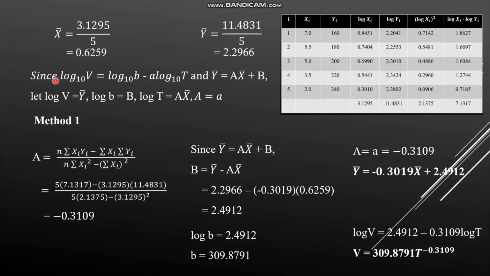Another equation is log v equal to log b minus a log t. Again, we put the respective values into the correct places, and then we will get this value. Of course, in order to get this value, you must apply the law of logarithm at this part. So this is basically how method 1 works.